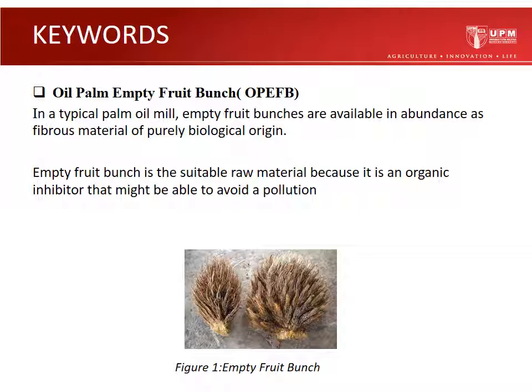The first keyword that has been identified from my title is oil palm empty fruit bunch (OPEFB). In a typical palm oil mill, empty fruit bunch are available in abundance as a fibrous material of purely biological origin. Empty fruit bunch is a suitable raw material because it is an organic inhibitor that might be able to avoid pollution compared to the inorganic inhibitor, which has high toxicity and might pollute the environment. Figure 1 shows the picture of empty fruit bunch.